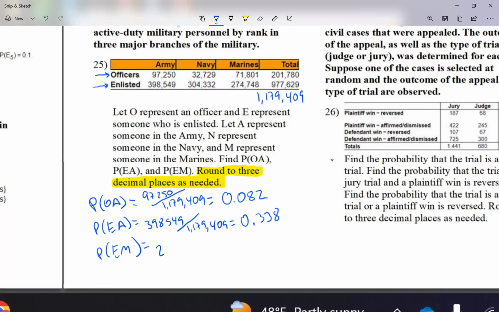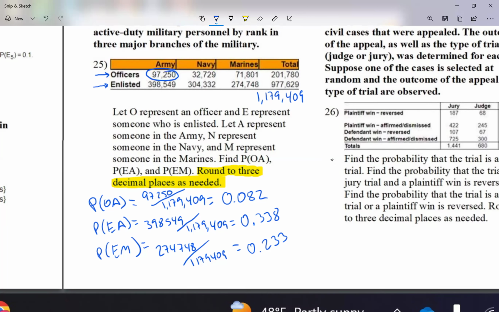So 274,748 divided by 1,179,409. I'm going to use a calculator, and I'm going to round it to 3 decimal places. So I'm going to call this 0.233.